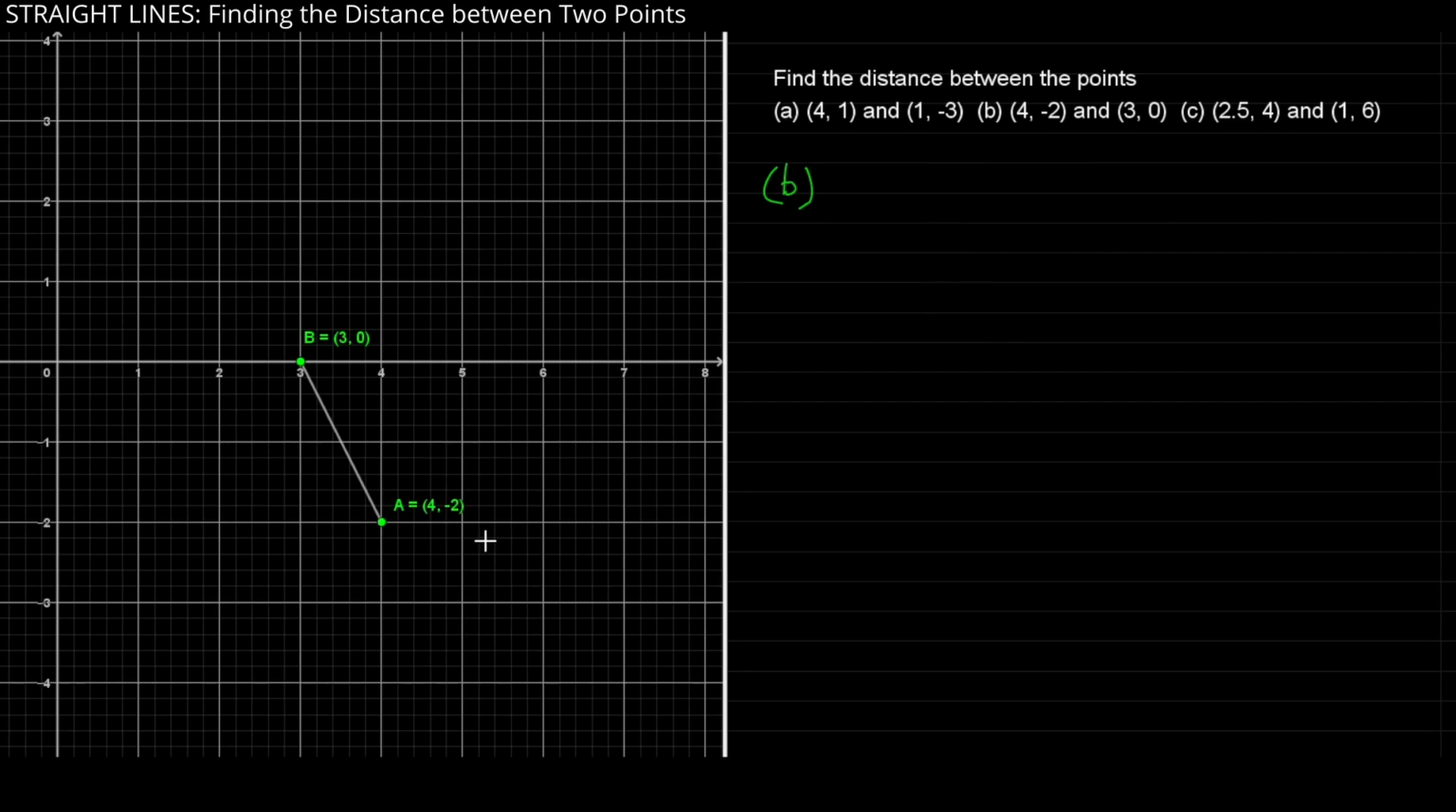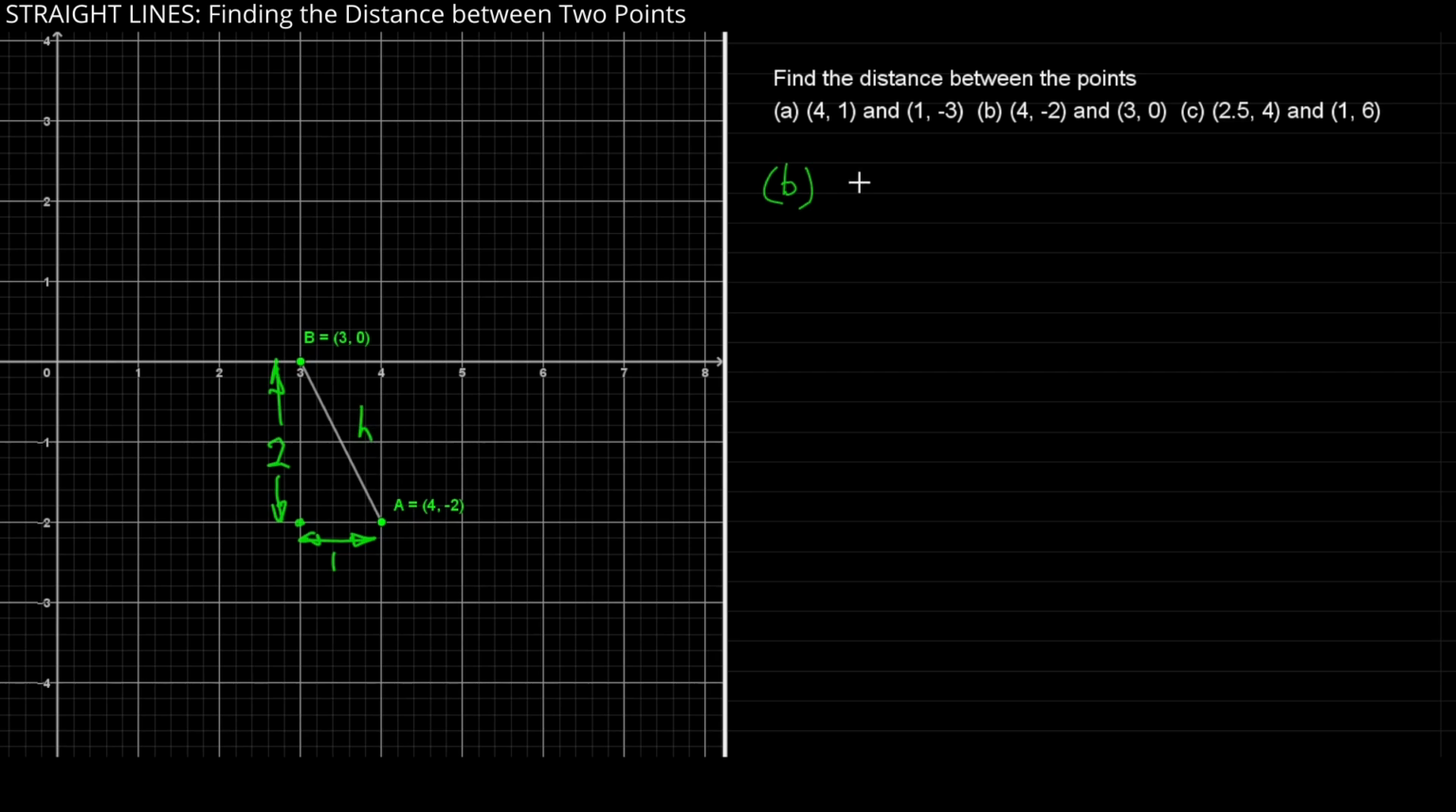Okay, here's part B. I've popped the 2 points on the grid again, and I think the first thing to do is form the right-angled triangle from the 2 points. And here it is. So let's look at our vertical journey first. We're going down from 0 to -2, so this is a journey of 2. And our horizontal journey, well, that's fairly easy. We're going up from 3 to 4. This is a journey of 1.